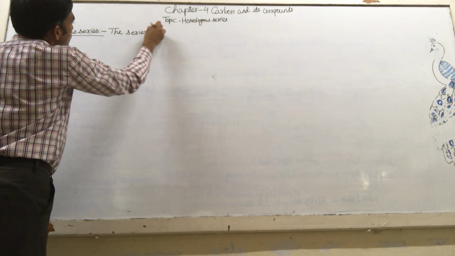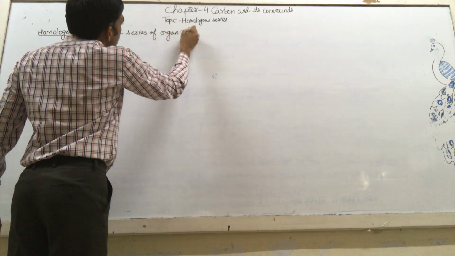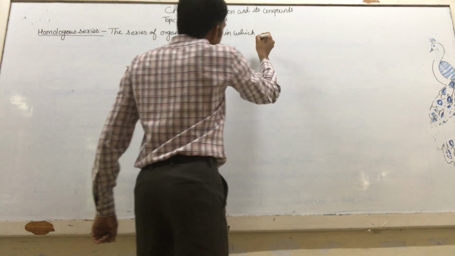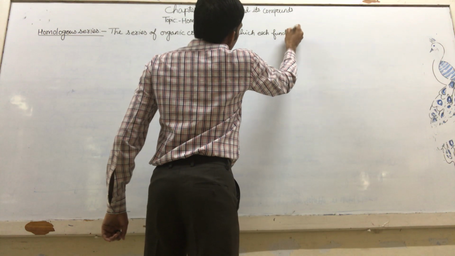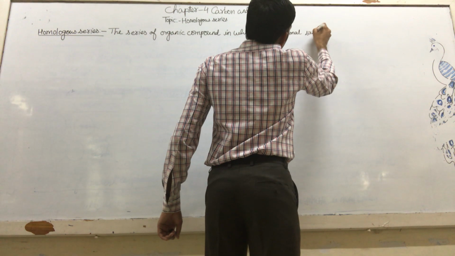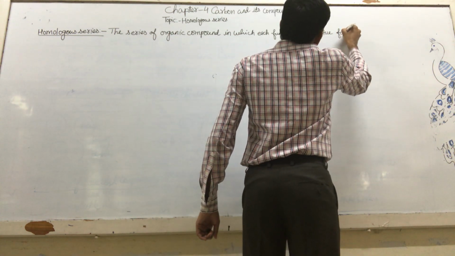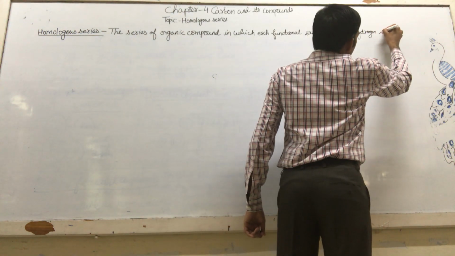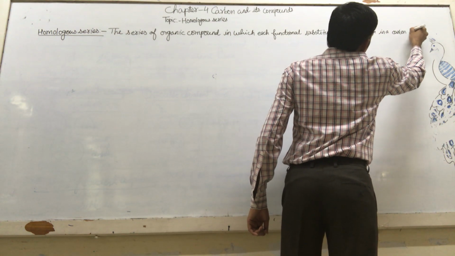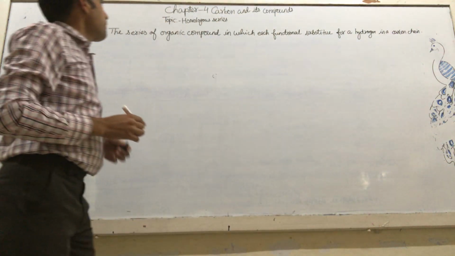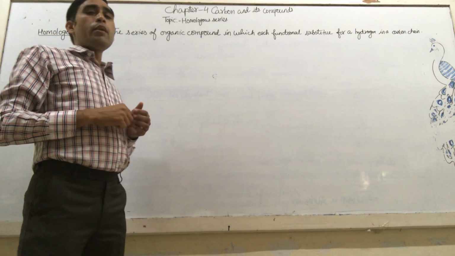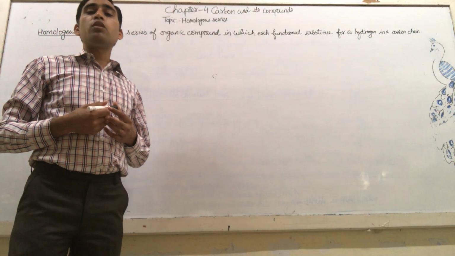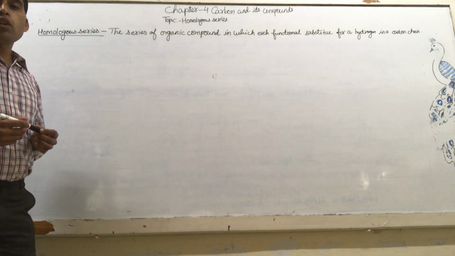The series of organic compounds in which each functional group substitutes for a hydrogen in a carbon chain is known as homologous series, or the series in which all members have the same functional group, similar chemical properties, and two successive members differ by a CH2 unit or 14 unified mass is known as homologous series.